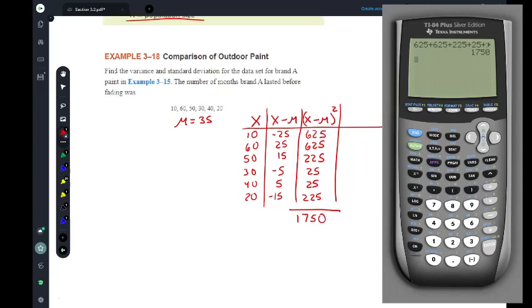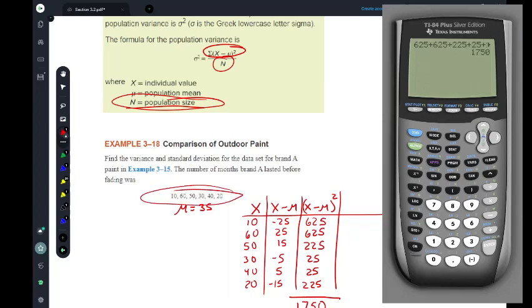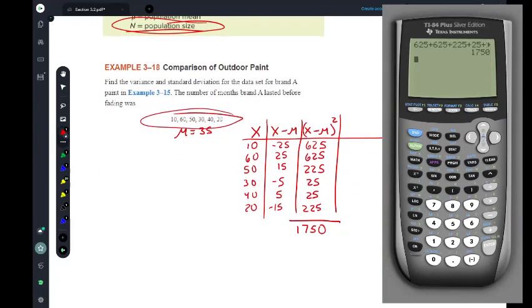1,750. Great. So that means I completed everything up here in the numerator. The last step now is to divide by n. N is my population size. What was my population size? It was 6. There's 6 values there. So in order to figure out what sigma squared, my variance, is, I need to do 1,750 divided by 6.